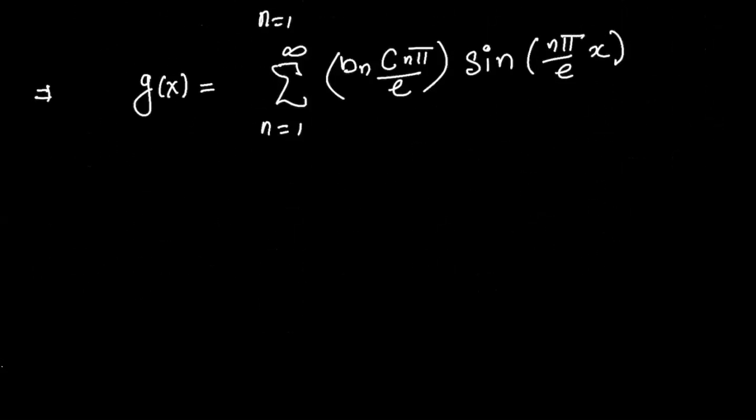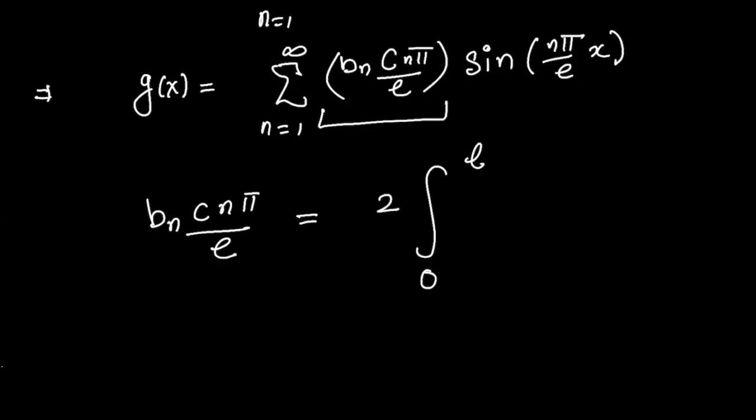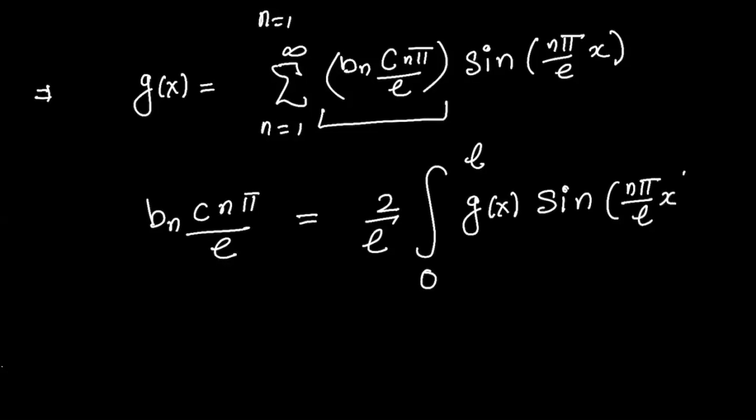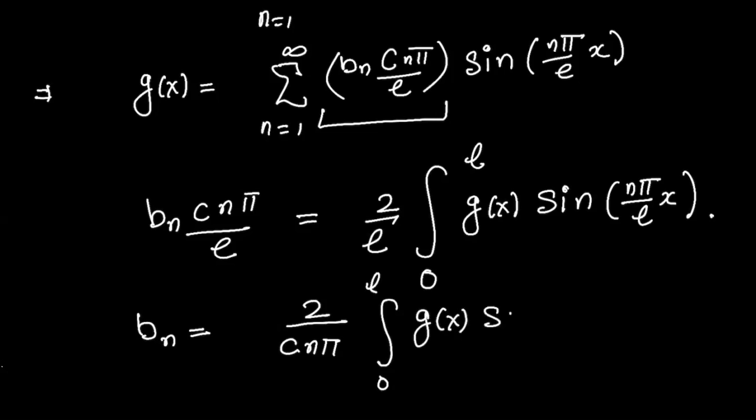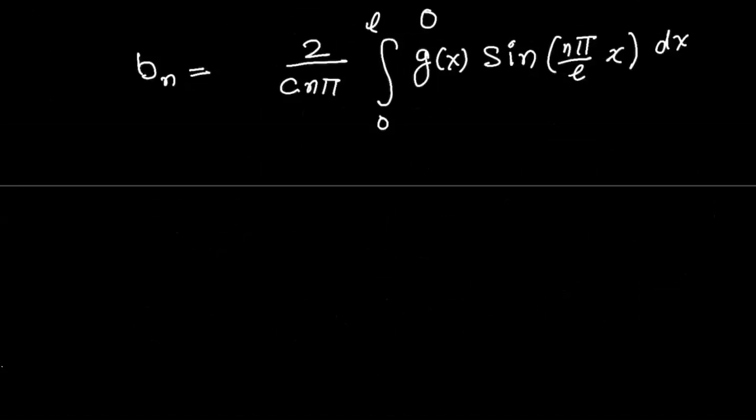So when the sine series of the function g is a unique representation, b_n c n pi over L can be calculated as the integral from 0 to L of 2 over L, g(x) multiplied by sine n pi over L x. This is the Fourier representation. So if I calculate b_n, it's going to be 2 over c n pi, because I divide over to the other side, times the integral from 0 to L of g(x) sine n pi over L x dx. So this is your b_n coefficient.